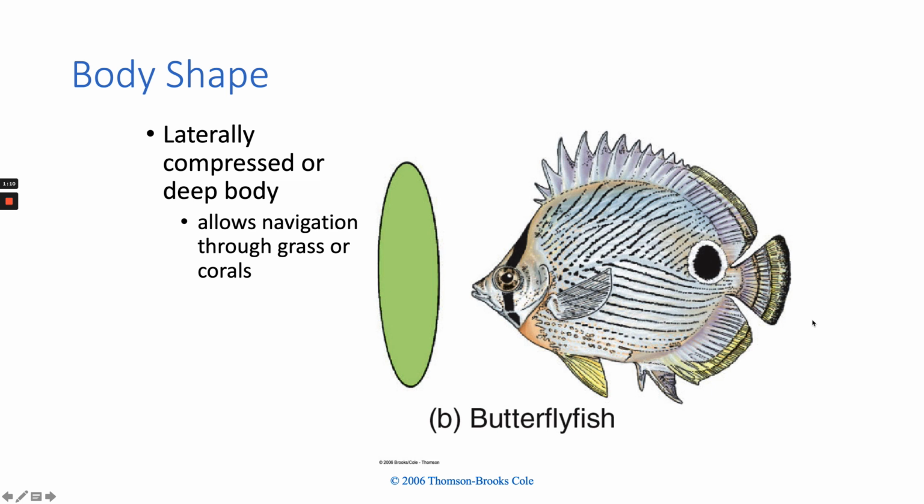The next body shape is laterally compressed, or a deep body fish. And the example here is a butterfly fish. Surgeonfish are also this shape. These are fish that are very round and flat. So they're not super fast swimmers, but they're very maneuverable. So they can fit into small little cracks and hide in the reef. And so you'll see them usually close to the reef or something. You don't see them too much just swimming out in the open. They need to be near something where they can hide.